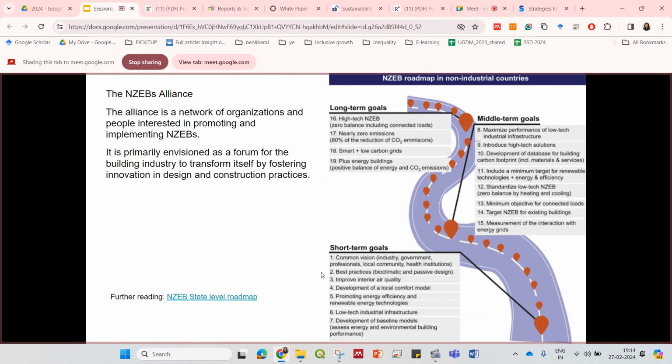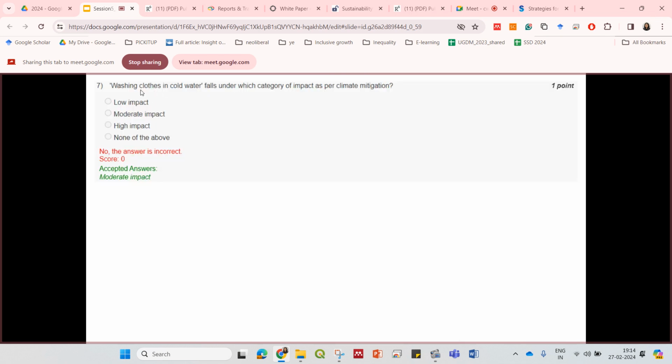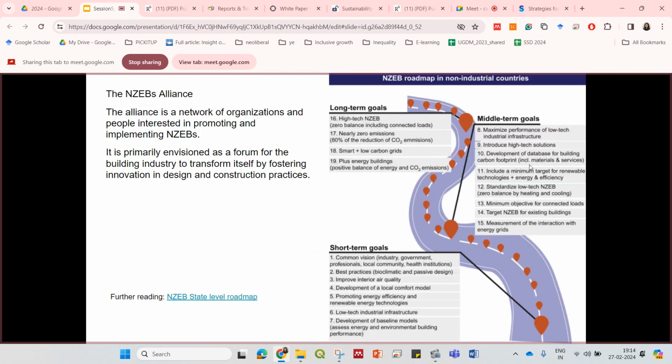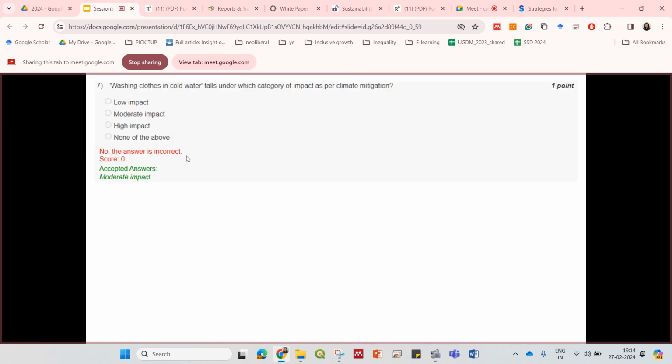So this is the part about the NZEB alliance and how goals are separated in short term, middle term, and long term basket. Your doubt was about targeting NZEBs for existing buildings, and the answer was middle term goals. So you can see in this graphic itself, targeting NZEB for existing buildings falls under middle term goals. So again, that is the answer to this.